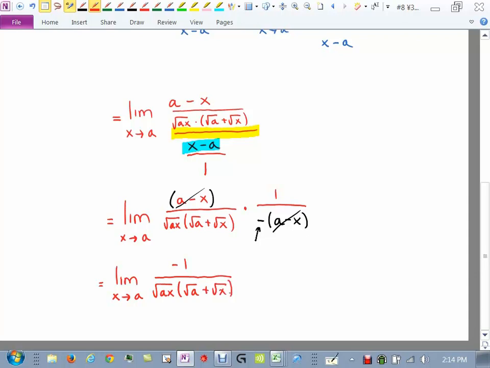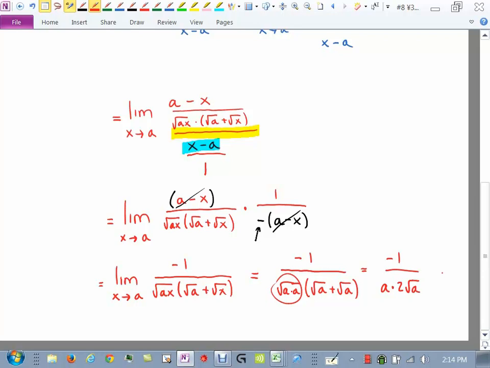And now I'm ready to let all my x's become a's. Nothing changes up here. Notice the limit's gone now. I have root a times a, and then I have square root a plus this is now square root a. So I have negative 1 over, this right here is a squared, but then square root, so you should just get a. And then times root a plus root a is 2 root a, so 2 root a.